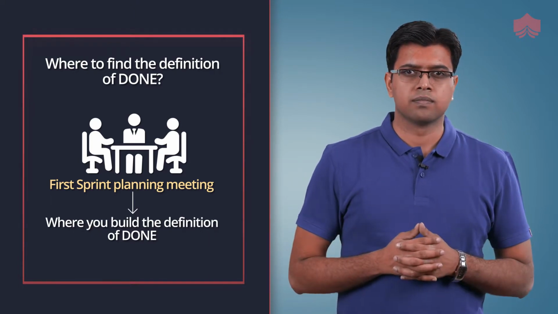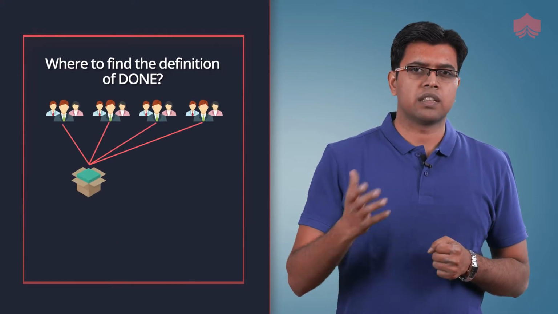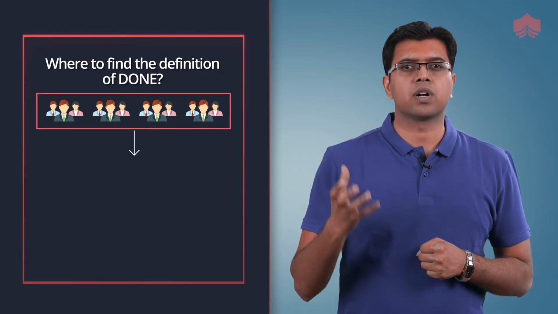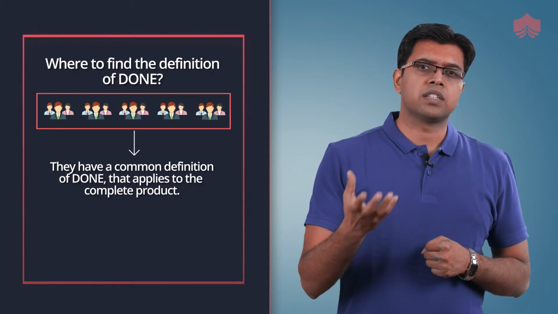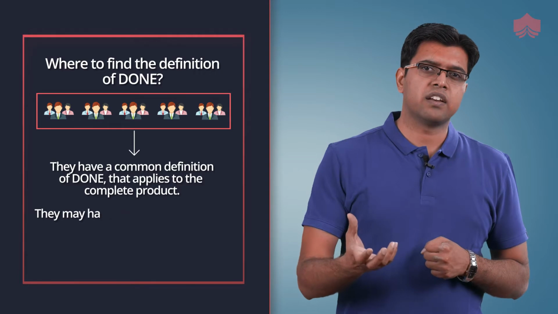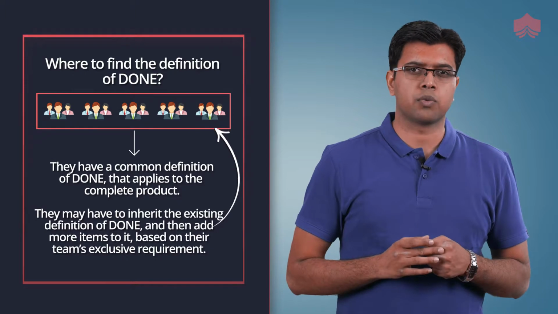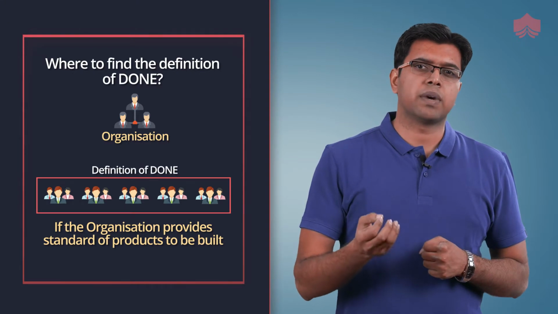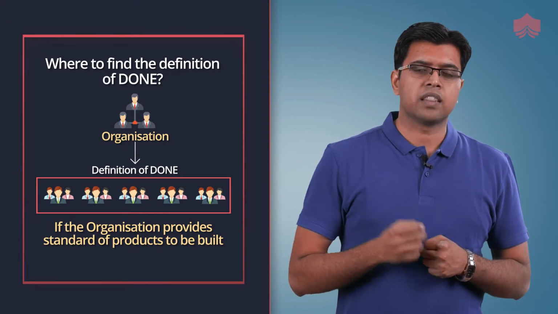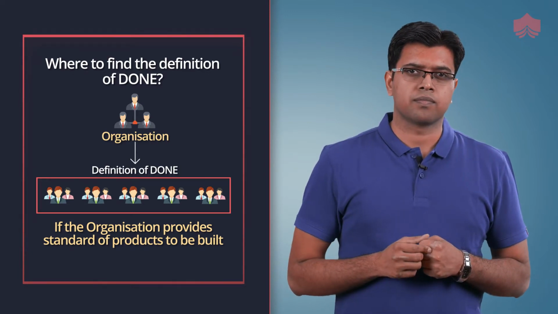Now consider that you're working in a scaled team. If you have multiple teams working on the same product and the same product backlog, these teams might have a common definition of done that applies to the complete product. If a new team starts in this particular scaled environment, they may have to inherit the existing definition of done and then add more items to it based on their team's exclusive requirements. If your organization provides a standard for products that have to be built, the definition of done might come from the organization itself. At this point of time, you will inherit this definition of done and add to it based on your product's exclusive requirements. This is where the definition of done can come from.